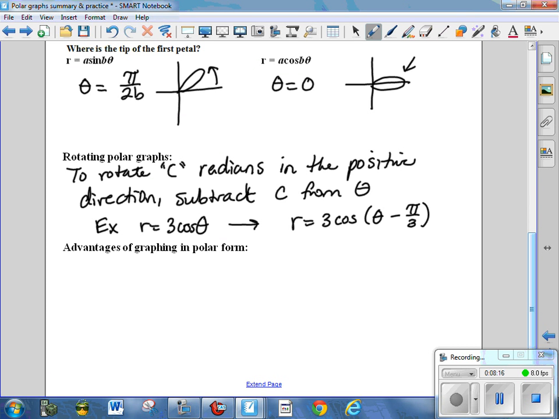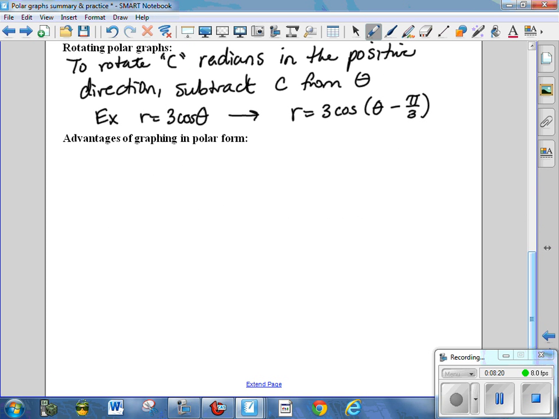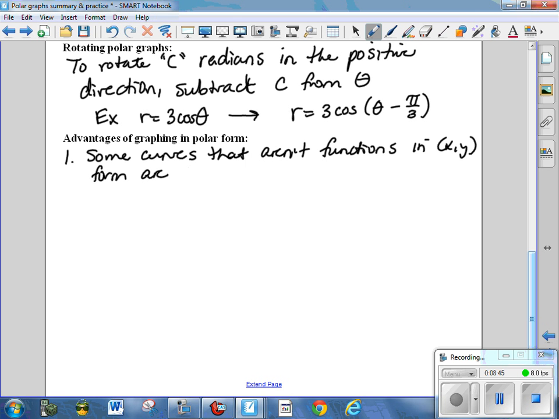Advantages of graphing in polar form, 3 different things. Number 1, some curves that aren't functions in rectangular form, or xy form, are functions in polar form. For example, circles. Sorry for making you watch me write here.